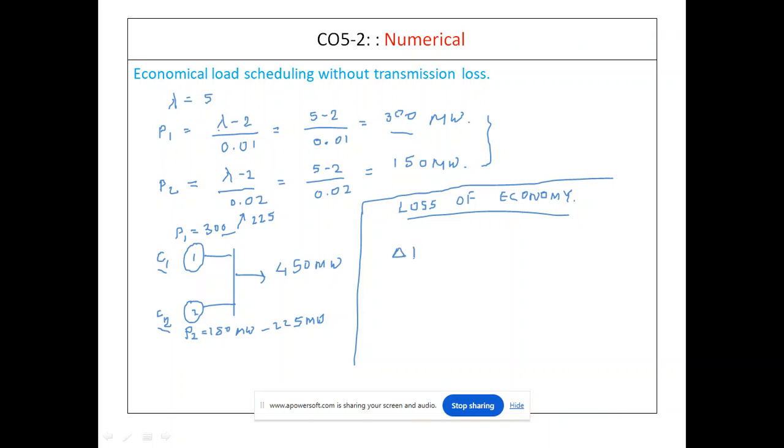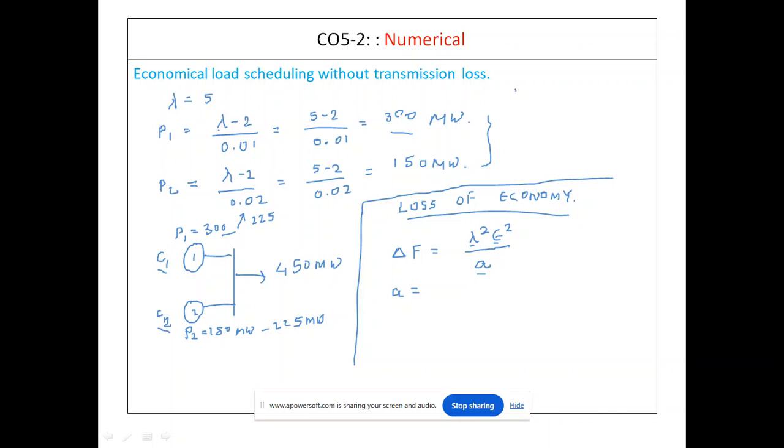Now there is an equation. I'm not deriving this equation here, I'm just giving it. Please remember this equation: lambda square epsilon square divided by A. This is the equation to calculate the loss of economy. Now lambda we already know is 5. Epsilon is the deviation in the incremental cost curve that we will substitute later. Now A is the average slope. So let us first calculate the A value, the average slope.